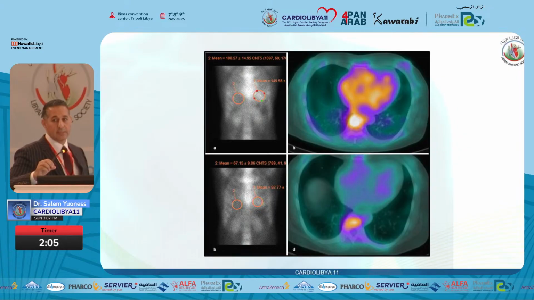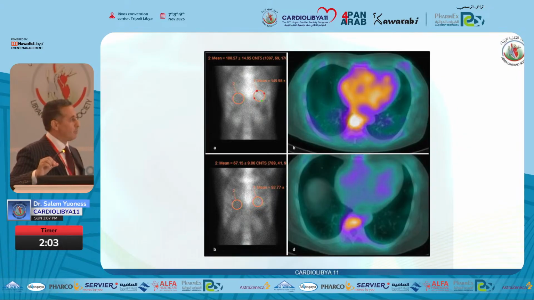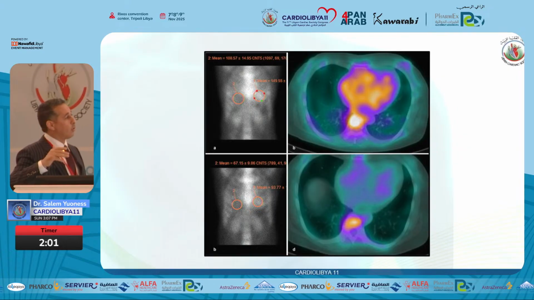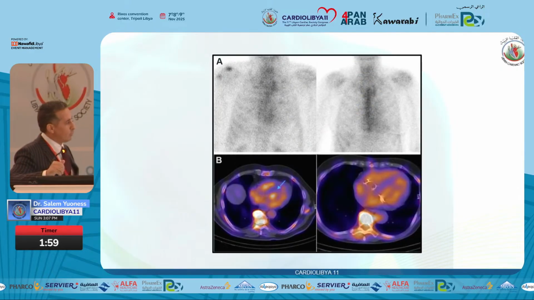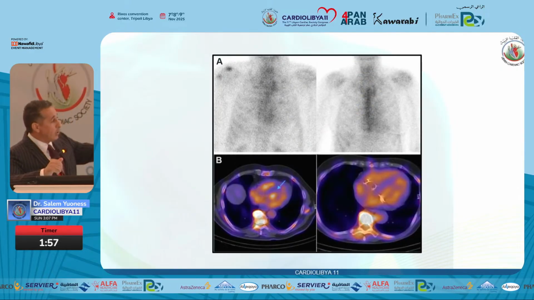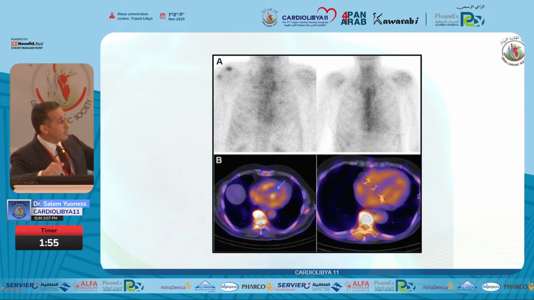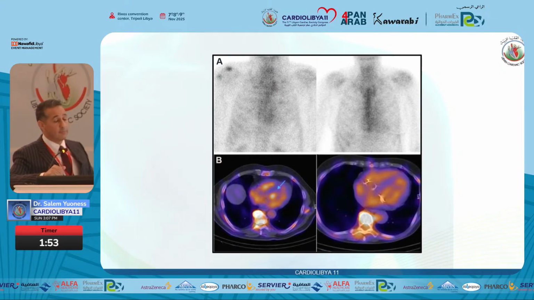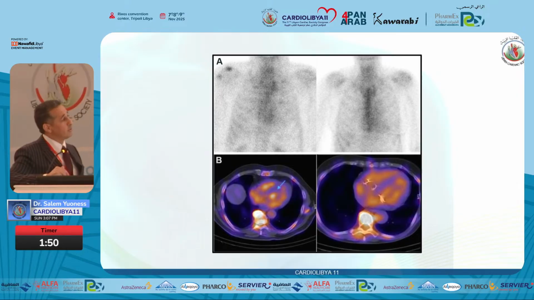So SPECT CT added value over the planar images to have a definitive diagnosis for ATTR cardiac amyloidosis. You can see also in this one, the radiotracer activity is a blood pool activity, not within the left myocardial muscles.